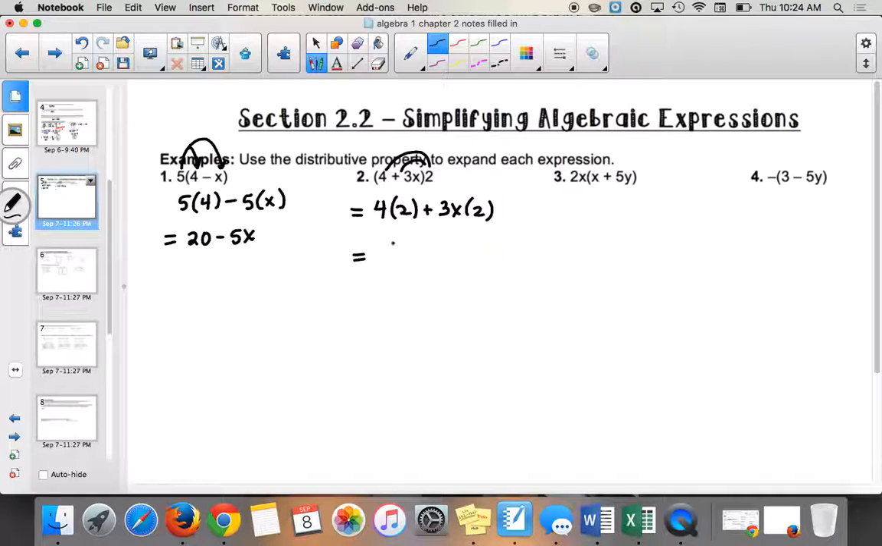So 4 times 2 is 8. 3x times 2 is going to be 6x. And then multiplying in, if I have 2x times x plus 2x times 5y. What's 2x times x? What do you think? 3x squared. Close, but not 3x squared. 2x squared, yeah. And then plus 10xy.